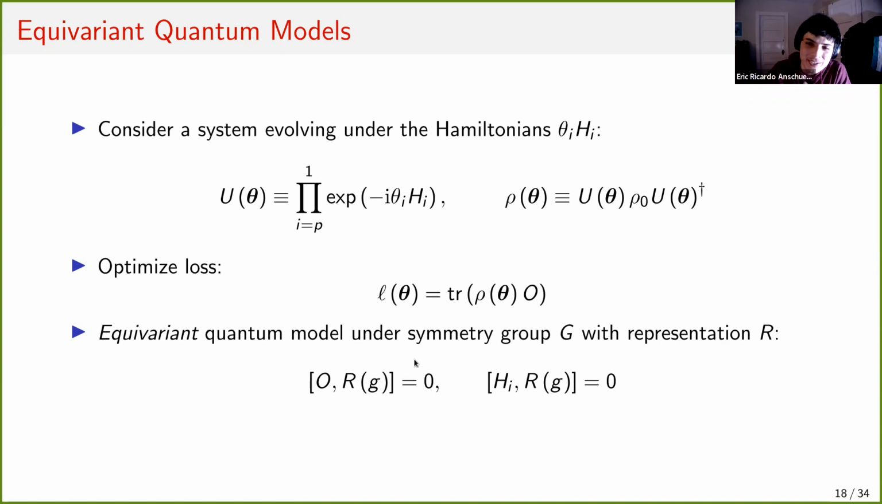So this is called an equivariant quantum model, when you have this sort of setup where your evolution commutes with your symmetry group and also your observable. And the reason it's called equivariant is because when your input transforms under the symmetry group, those symmetries commute through the U of theta, so it transforms equivariantly. But you don't really need to know that.